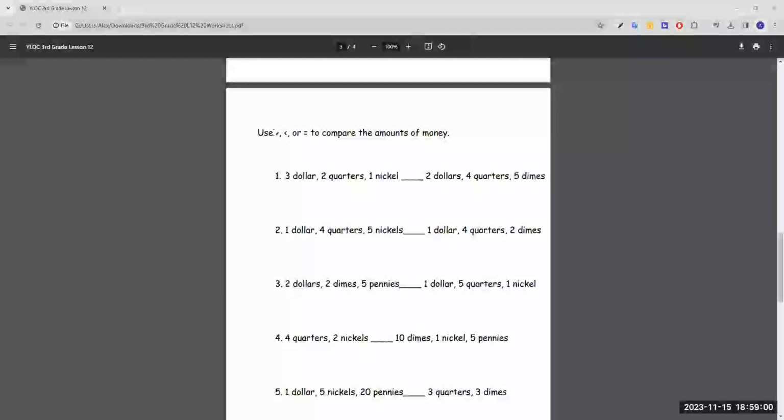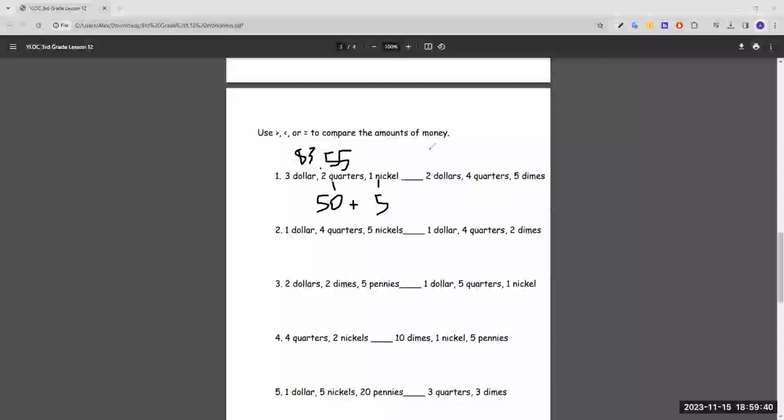Now moving on to using greater than, less than, or equal to compare the amounts of money. So whichever side is the greater value, that's the side that the sign is going to be facing. And for this section, we'll do all the odds. So number 1, we have $3, 2 quarters, 1 nickel. And on the other side, we have $2, 4 quarters, and 5 dimes. So this is $3. 2 quarters is 50 cents. And 1 nickel is 5 cents. You add this up, it's 3.55.